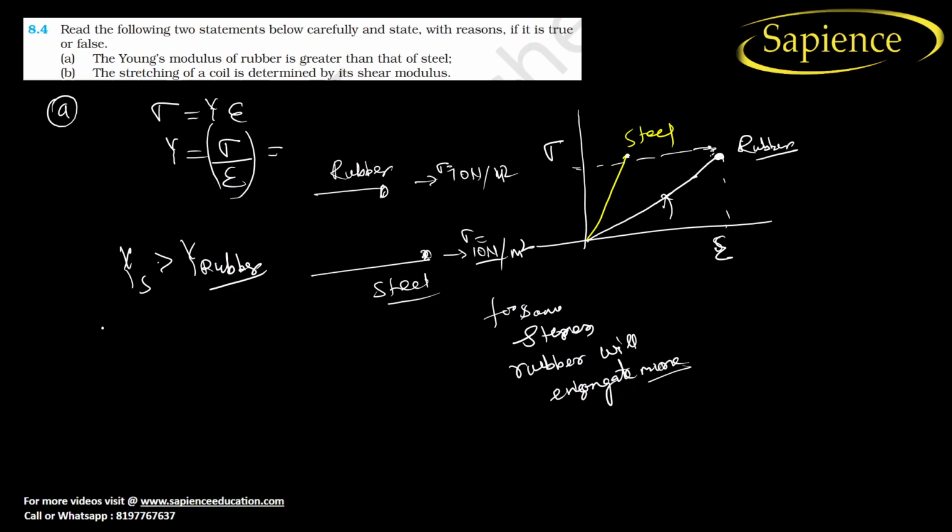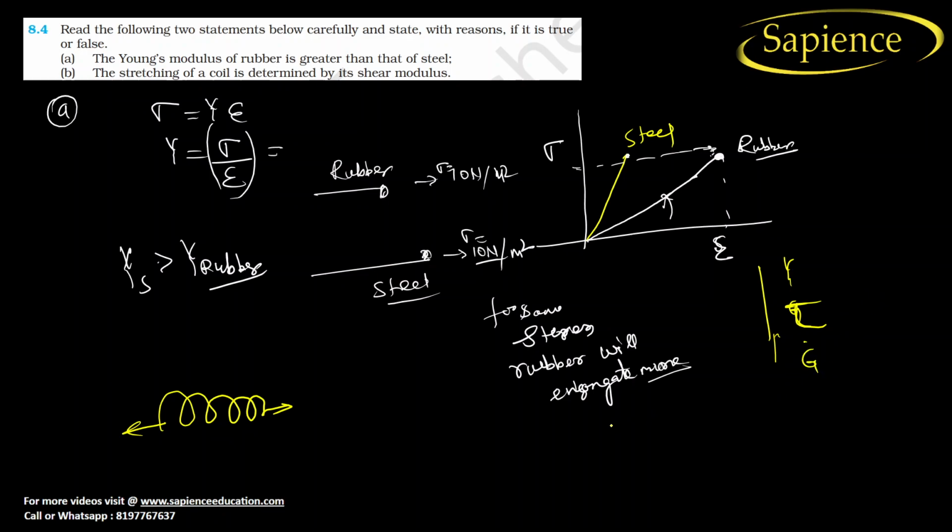Next is: stretching a coil is determined by the shear modulus. See, this is a coil. If we stretch it, how will you determine this? So there are three types of modulus: Young modulus of elasticity Y, shear modulus, that is, sorry, tau, and volumetric modulus, that is G.